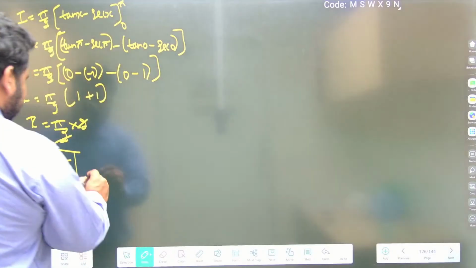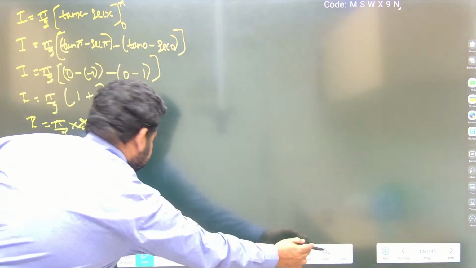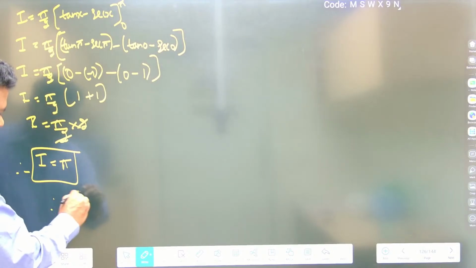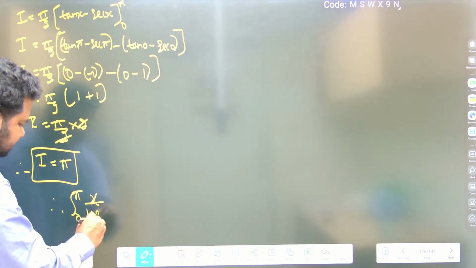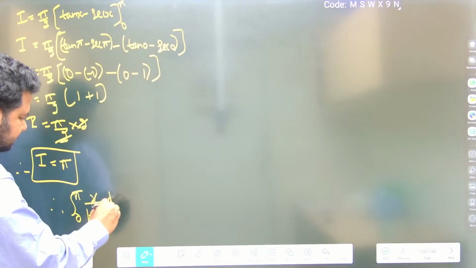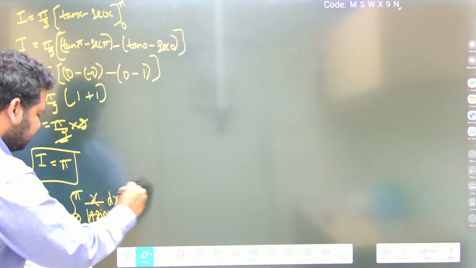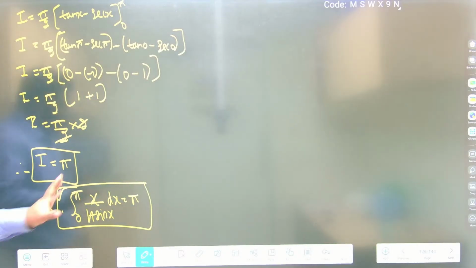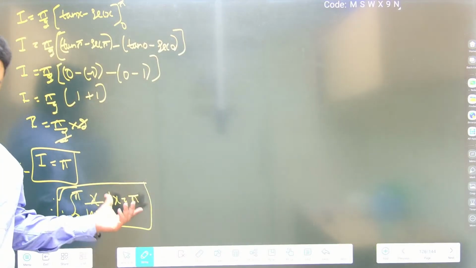Therefore we can write it here. Therefore integral of 0 to pi, x by 1 plus sin x dx is equal to pi. This is the final answer which you have to write. You have to show it to the examiner, that is, you write the final answer like this.